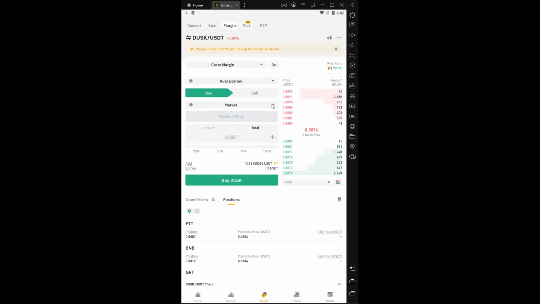So you buy the coin on the margin option. If you are using cross margin, it means all of your money, together with the money you borrowed, will be used up as collateral. So when you buy the coin, you select the position, you select the coin.